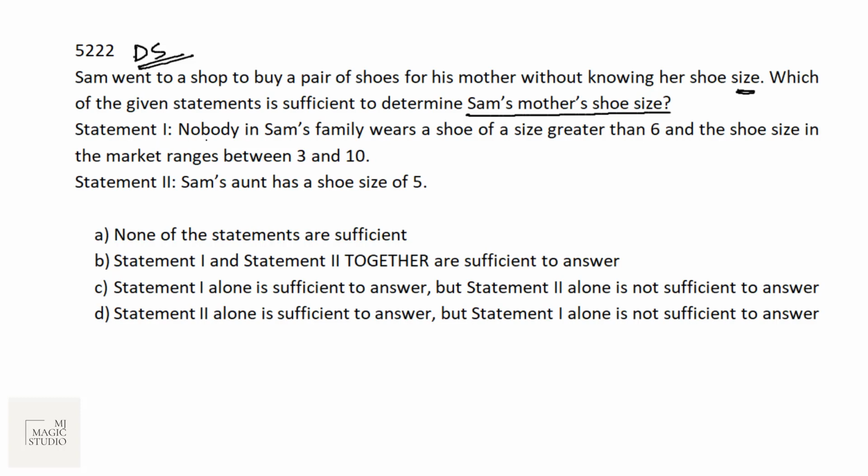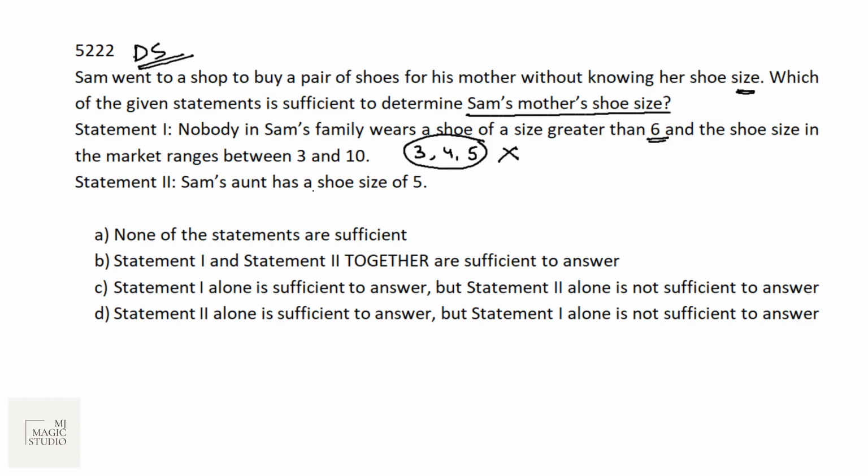Statement 1 says, nobody in Sam's family wears a shoe of a size greater than 6, and the shoe size in the market ranges between 3 and 10. That means he has the option of 3, 4, 5. Now you don't know his mother's shoe size. Statement 1 alone is not sufficient.